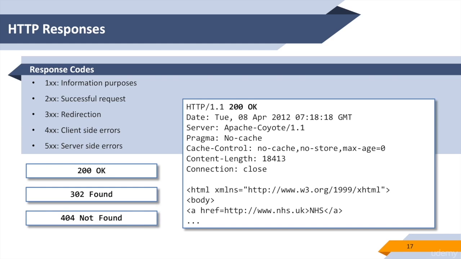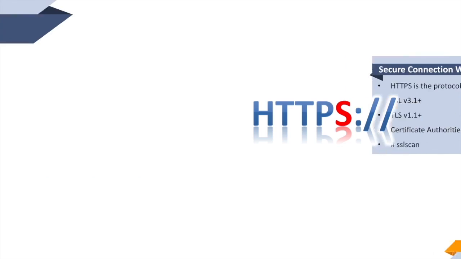A response with the code starting with 4 shows that there is an error that seems to have been caused by the client. For example, if the requested resource is not found on the server, you get a 4XX coded response. 5XX coded responses mean that the server failed to fulfill an apparently valid request.